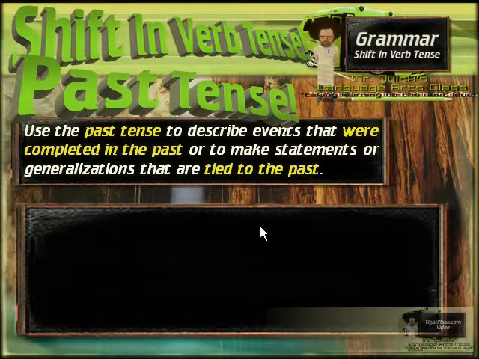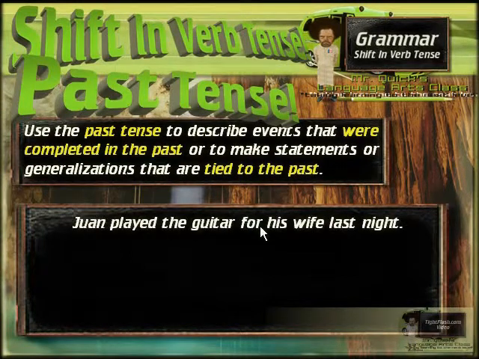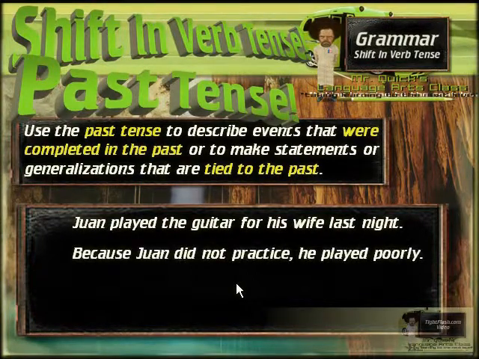And some of the events that are being mentioned have some relationship to the past. Okay, so that's what that means. For instance, Juan played the guitar for his wife last night. Now this, of course, we know Juan played the guitar for his wife last night. So the reason we're putting "played" here is because this has some connection to what happened in the past.